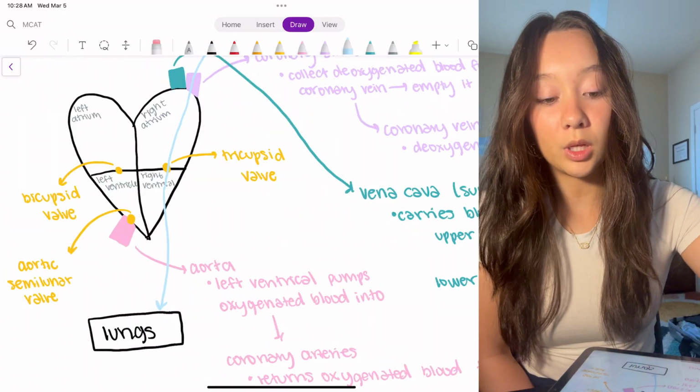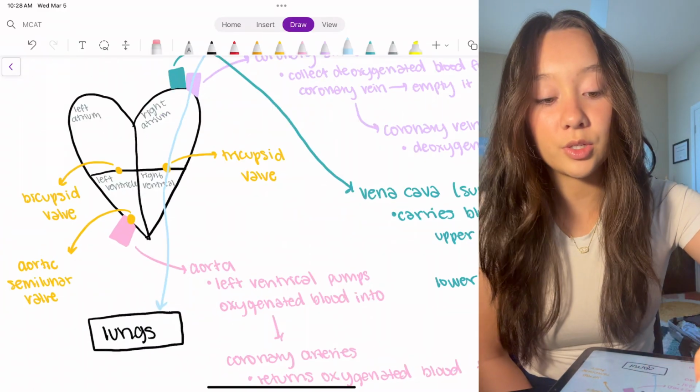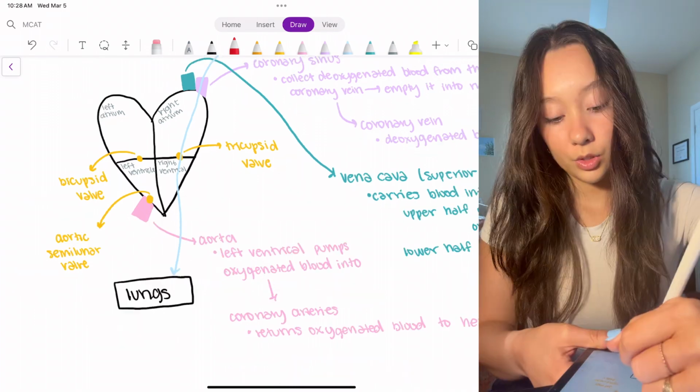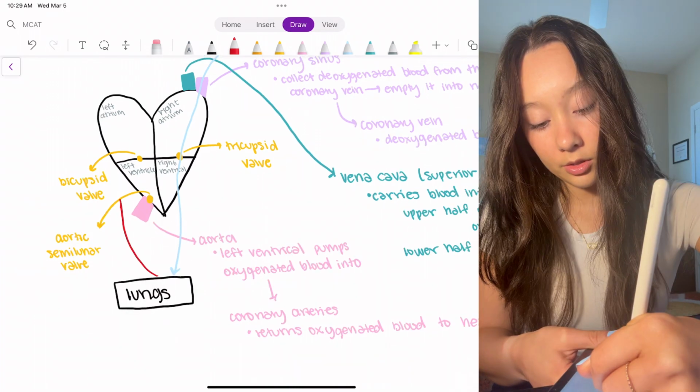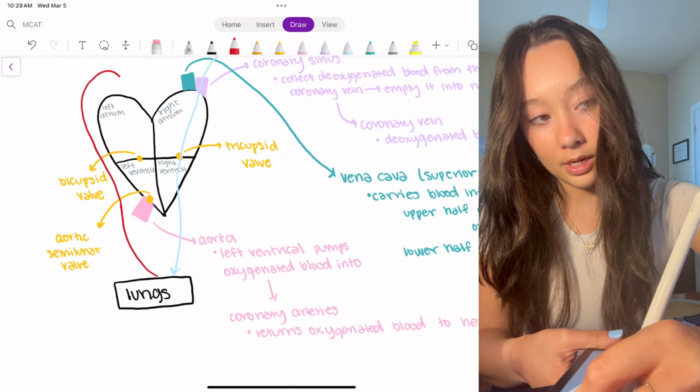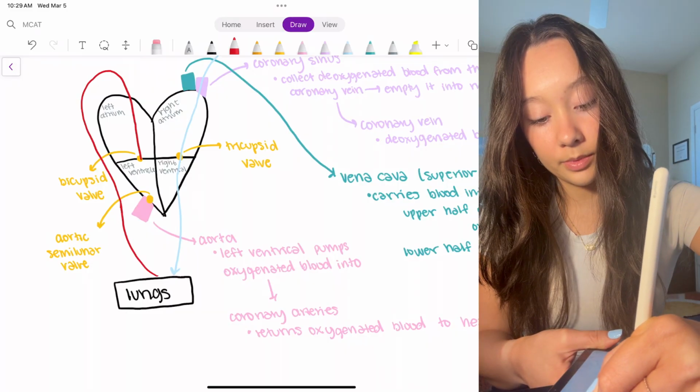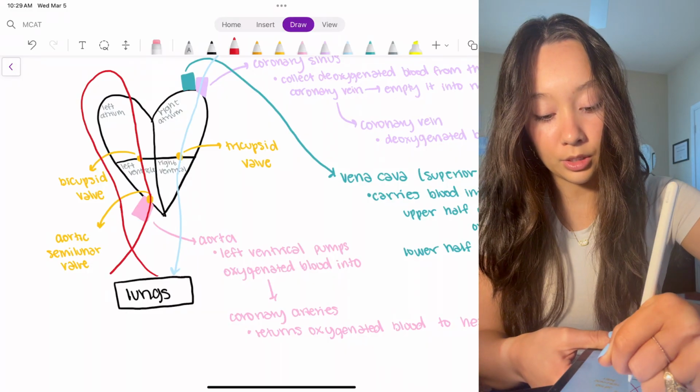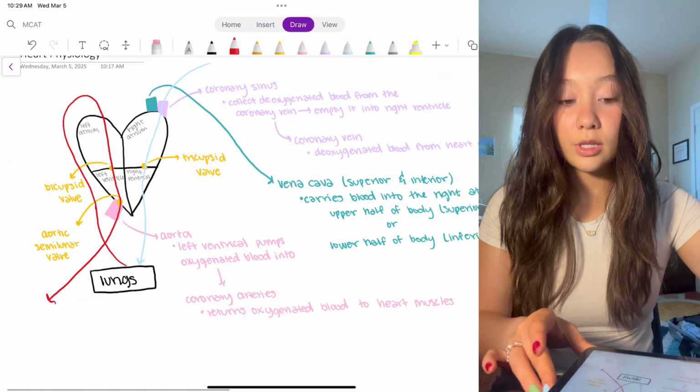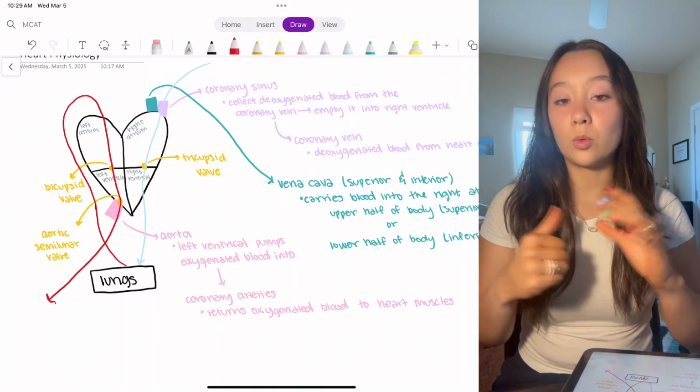Now, after the blood circulates through the lungs and it gets oxygenated, I'm going to make that red. So oxygenated blood is going to travel up. It's going to enter through the atrium, it's going to go all the way down, and it's going to go to the rest of the body. So hopefully these arrows make a little bit more sense, but we'll still talk through it.